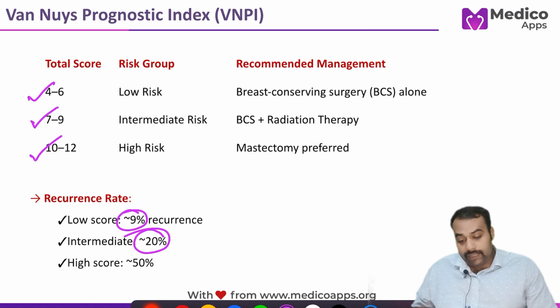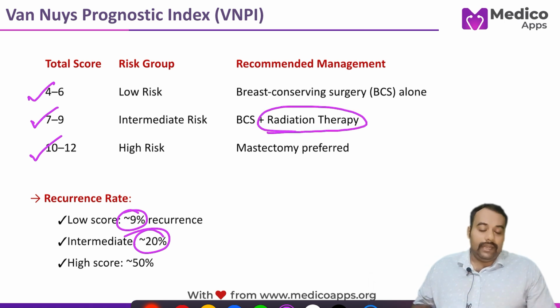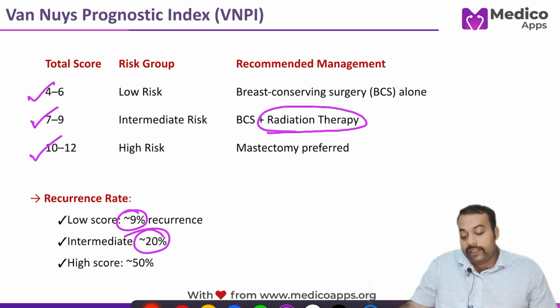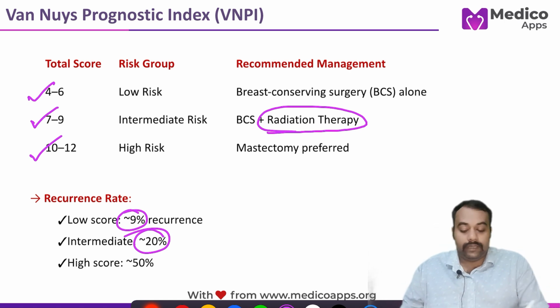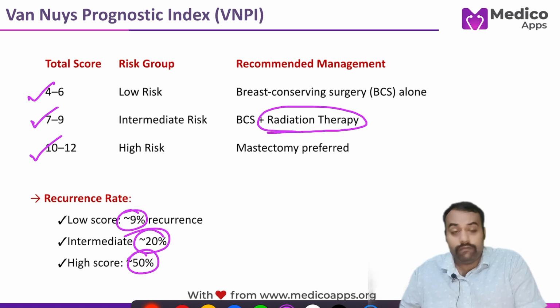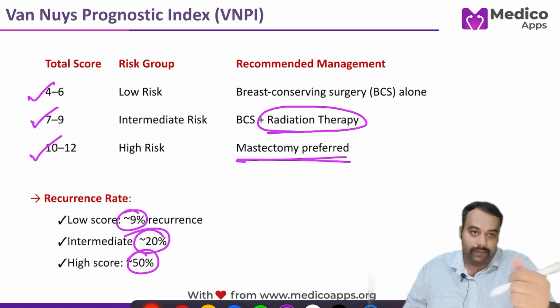So that's why we need to start the patient on radiotherapy, on radiation therapy, post BCS. But in case of high risk groups, which are basically associated with a recurrence rate of around 50%, in that case, mastectomy is typically preferred.